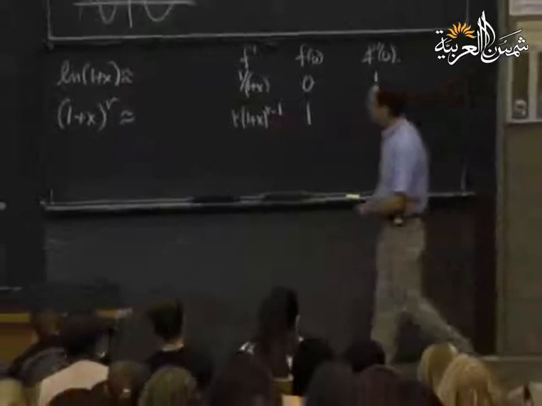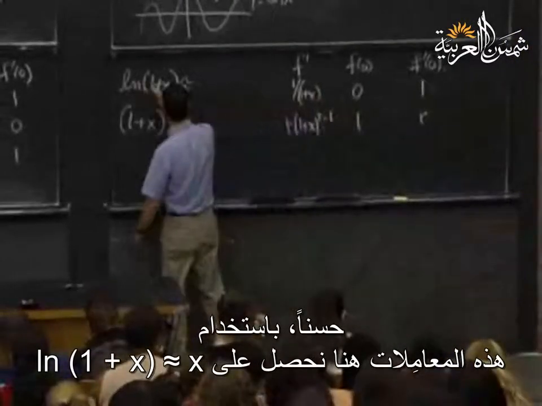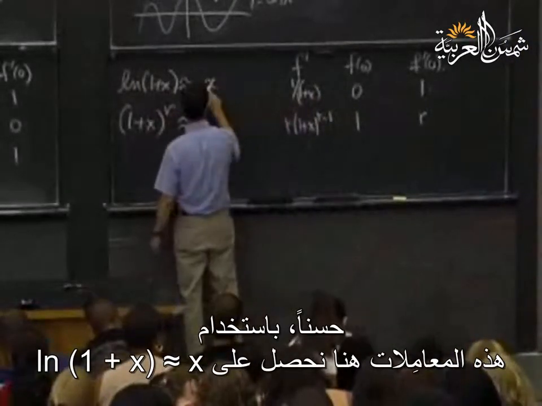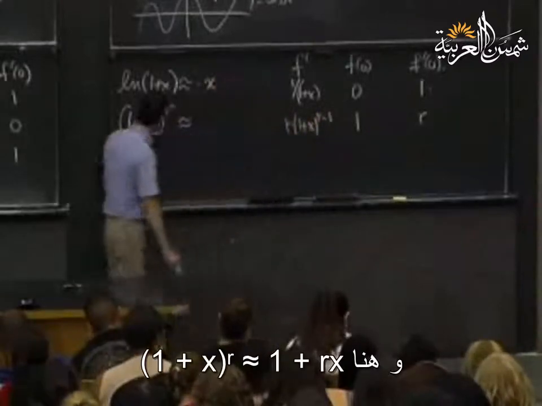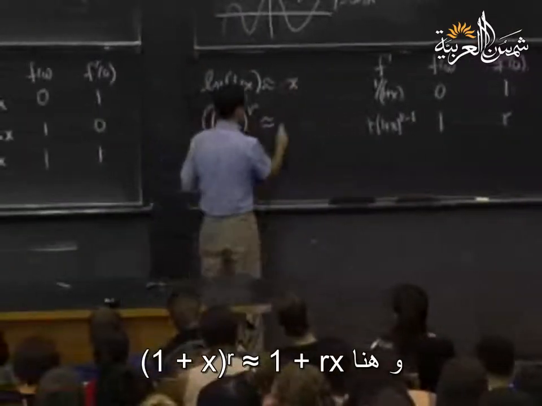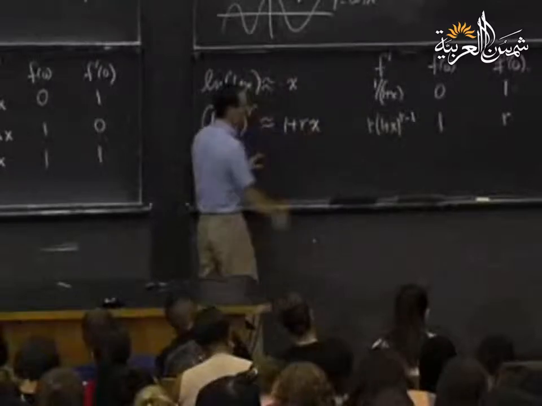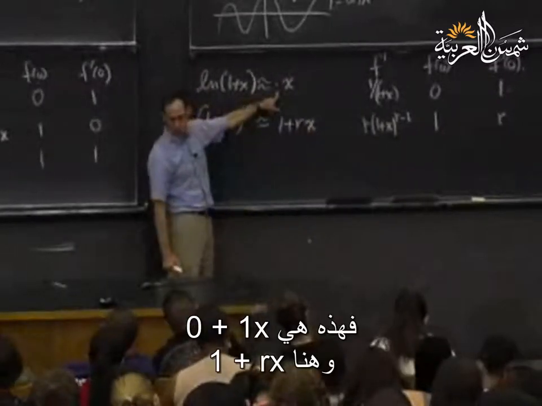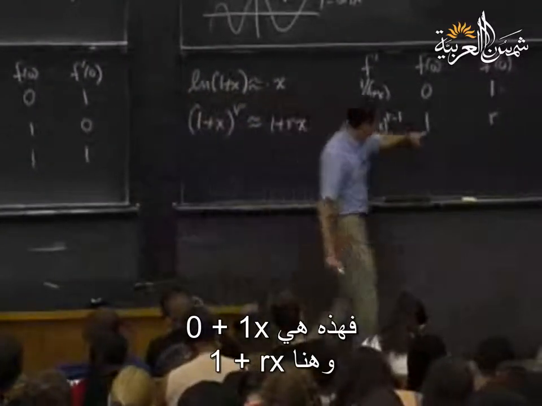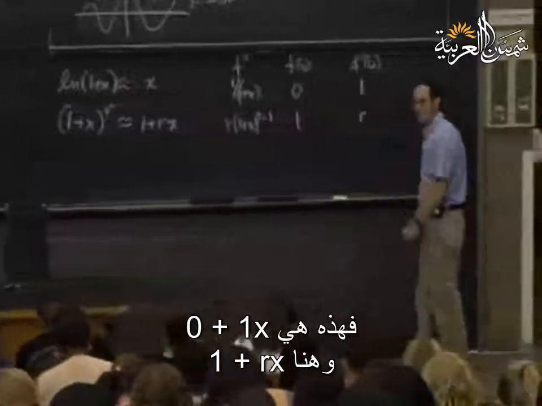All right? So the corresponding statement here is that log of 1 plus x is approximately x, and 1 plus x to the r is approximately 1 plus rx. That's 0 plus 1 times x, and here we have 1 plus r times x.